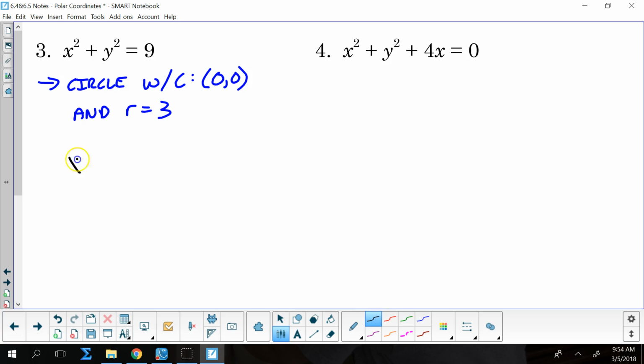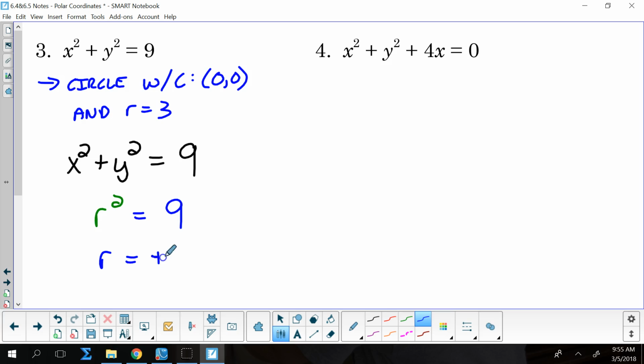Polarity-wise, x squared plus y squared equals 9. What can I do in terms of my toolboxes or my tools that I can use? So this whole left side becomes r squared. Correct? Is that r equals though? Square rooted. So really, I should get r equals plus or minus 3. Correct?